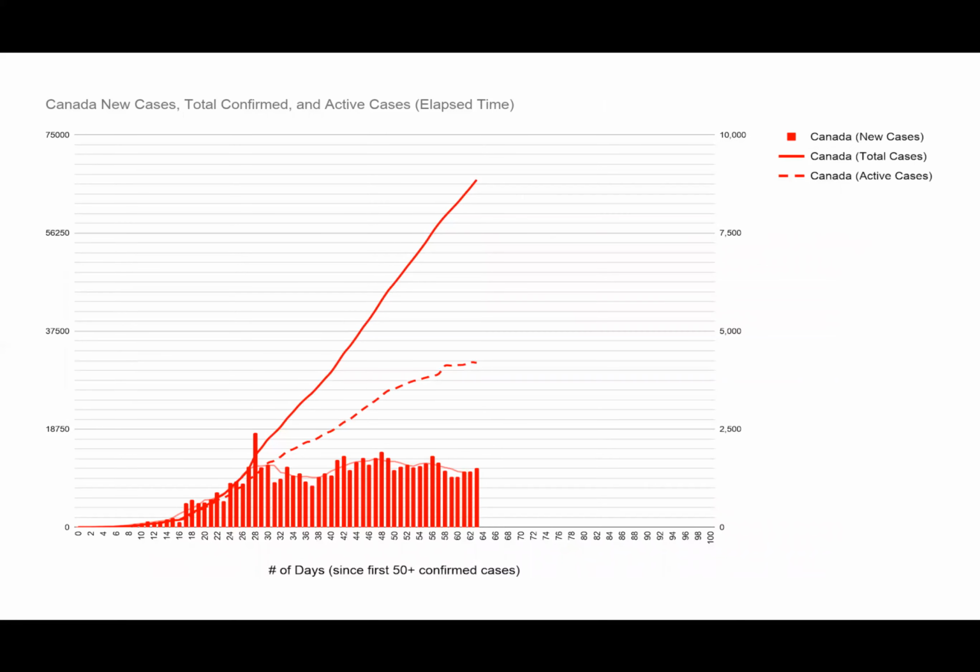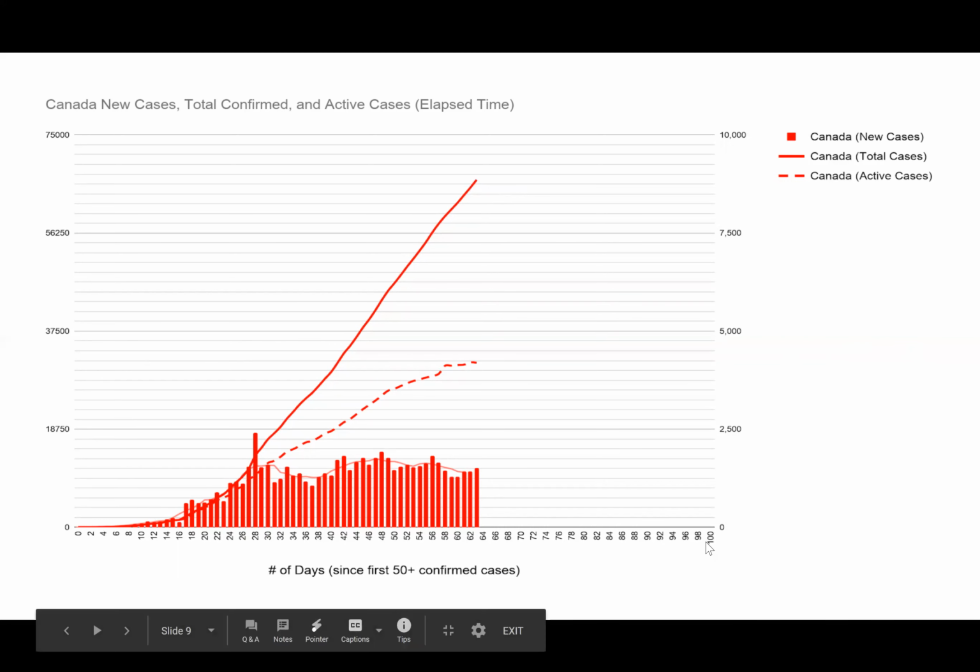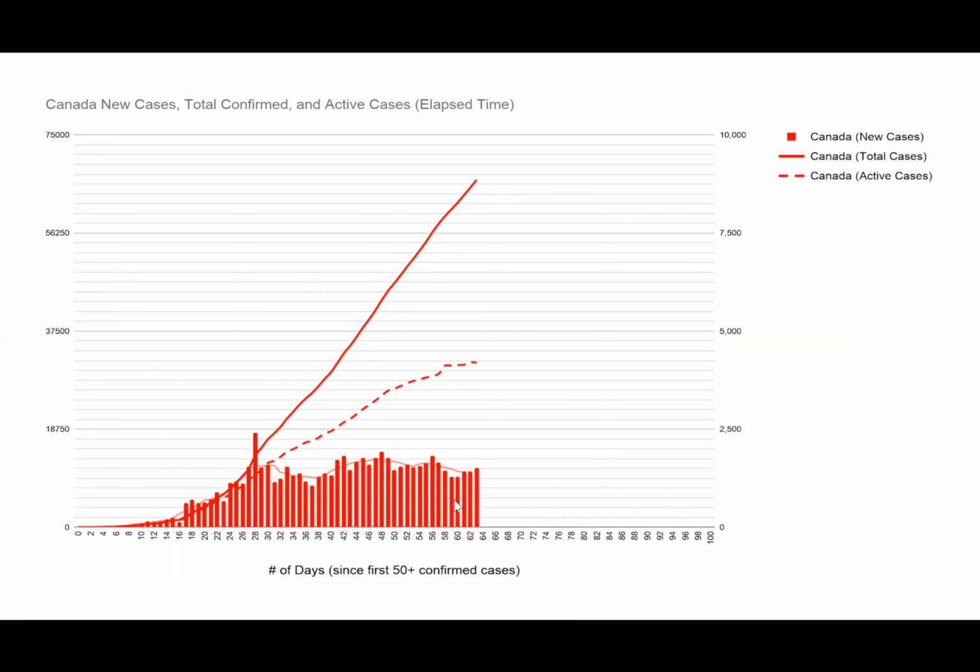So what do we got here? This is Canada. The solid line is the total number of cases, and it's still going up linearly over time. The horizontal axis is 100 days from the start of the first 50 cases in Canada. The bar chart at the bottom is what you saw a minute ago, the daily new cases, which has basically plateaued, but it's sort of decreasing over the last couple of weeks, as you can see. The trend line is sort of emphasizing that.